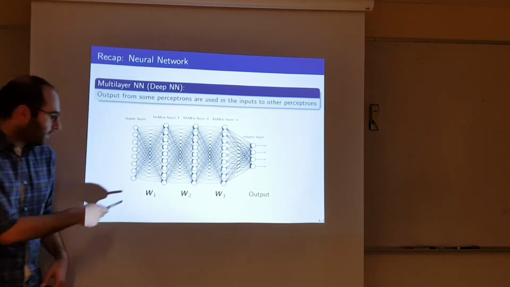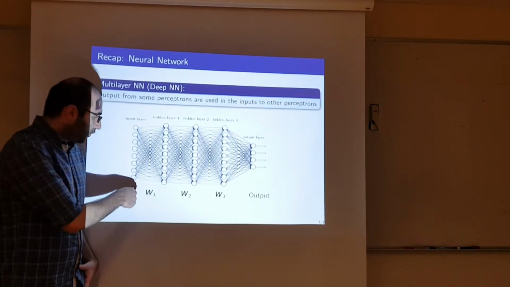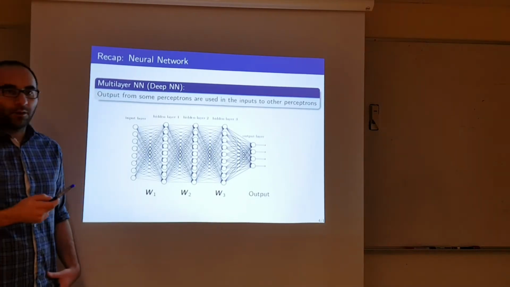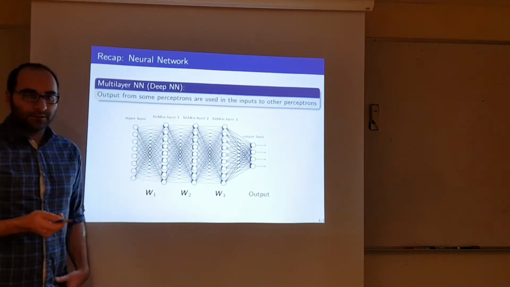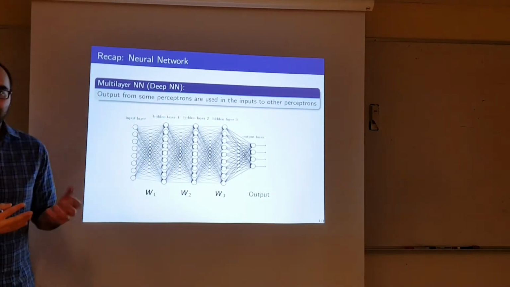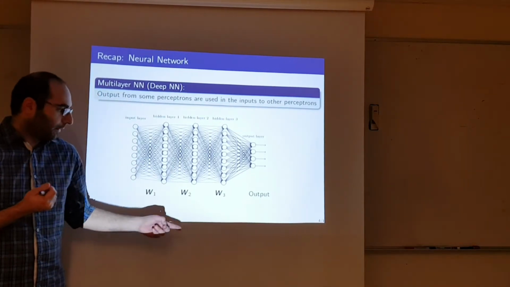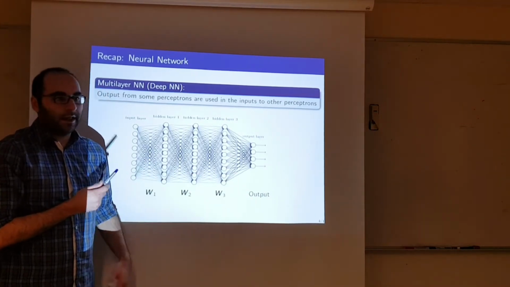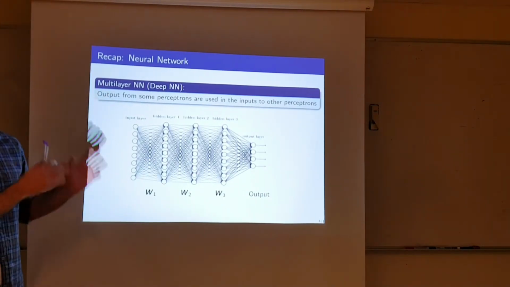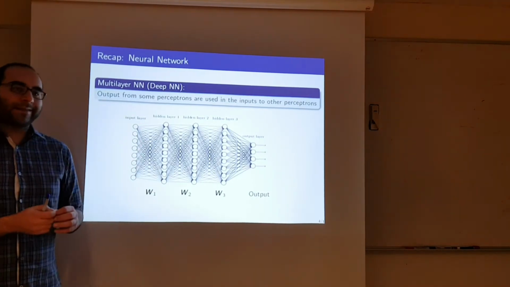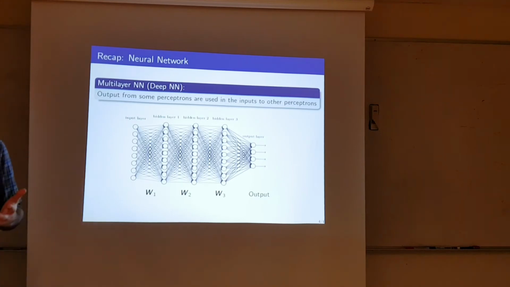So these are weights W1, which connect the input layer to the hidden layer 1. You can have many hidden layers, so you can have hidden layer 1 and hidden layer 2, and the weights that connect these two you can call W2. We can have another one, W3, and then we have the output layer. So this is the motivation. This is how perceptrons are the basis of these multi-layer networks.